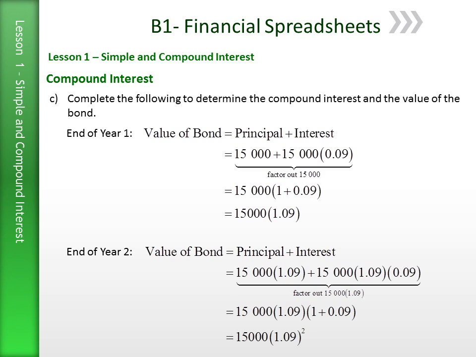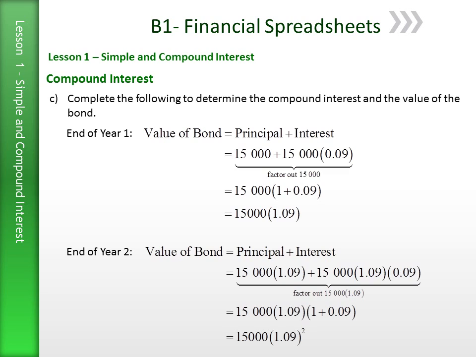Let's now look at compound interest. So complete the following to determine the compound interest and the value of the bond at the end of year 1. So the value of the bond will be the principal plus the interest earned. Principal being $15,000, and the interest earned would be $15,000 times our interest rate of 0.09. Now we could just plug these numbers in our calculator and get a value, and we would get the same value that we got at the end of year 1 for the simple interest.